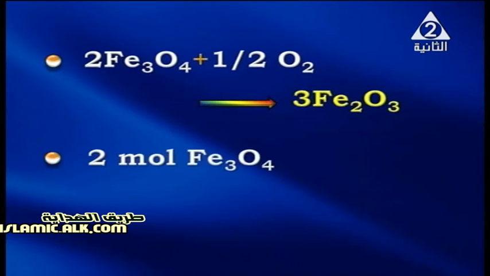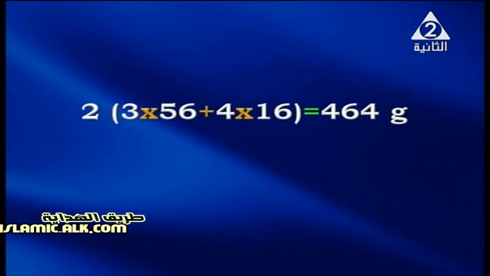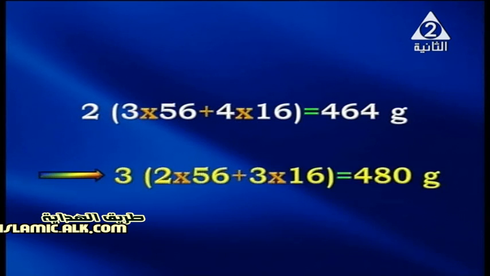Solution. Here's the equation of the reaction. When the magnetite ore is oxidized into iron 3 oxide, the equation will be balanced as shown on the screen. So it means 2 moles of magnetic iron oxide gives 3 moles of iron 3 oxide. So 2 times (3 times 56 plus 4 times 16) equals 464 gram. That gives 3 times (2 times 56 plus 3 times 16) gives 480 gram.